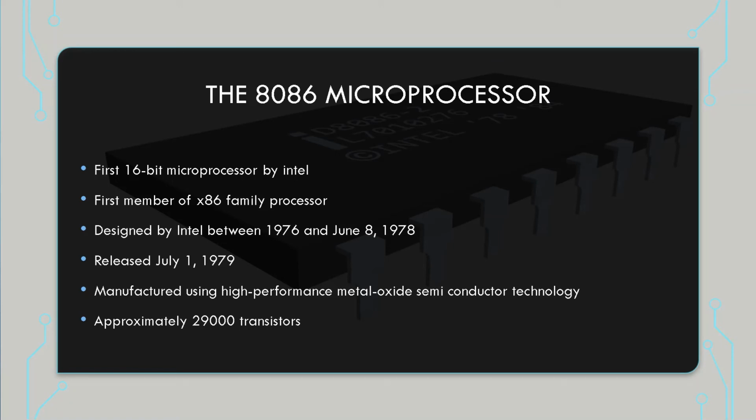However, it has internal registers for storing intermediate and final results, and interfaces with memory located outside it through the system bus. It is also the first 16-bit microprocessor designed by Intel and the first member of the x86 family of processors. Intel designed this microprocessor between 1976 and 8 June 1978 and released it on the 1st of July 1979. The microprocessor was built in a 40-pin dual inline package IC and manufactured using high performance metal oxide semiconductor technology, and it has approximately 29,000 transistors.